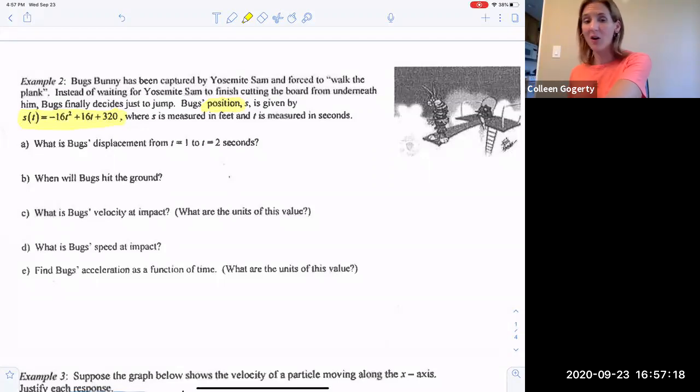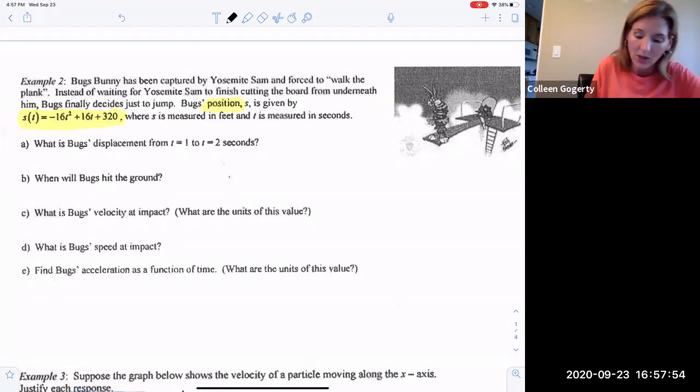So as we look at this, our very first question is, what's the displacement from 1 to 2? Now if I were you, to make your life easier, I would grab my nice little graphing calculator or go to Desmos, and I would definitely be putting in negative 16t squared plus 16t plus 320, graph it, why not? And then as we need to find values, you can let your calculator help you out with it a little bit, okay? But for the very first problem, if I need the displacement from 1 to 2 seconds, I need to know how has Bugs moved from a time of 1 second to 2 seconds.